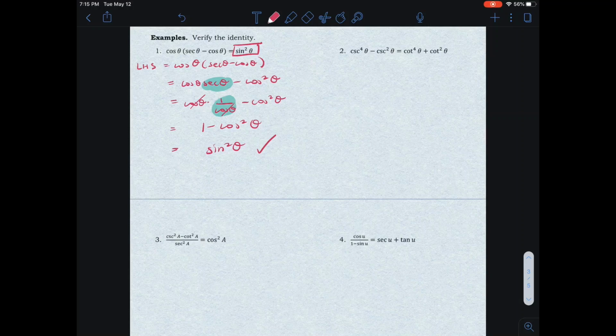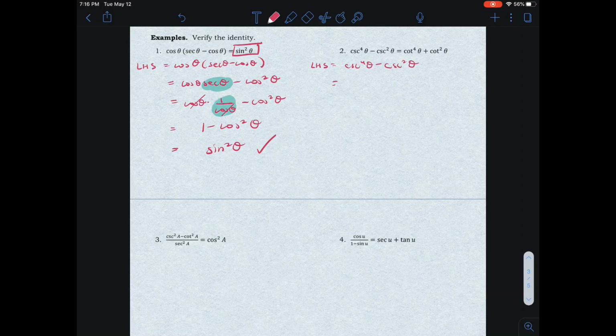So looking at number 2 here, I have cosecant to the 4th minus cosecant squared of theta equals cotangent to the 4th theta plus cotangent squared of theta. Now, in this case, I don't think there's really a wrong answer here to go from the left side or to the right side. So for this one, I'm just going to start with the left-hand side. So starting with the left-hand side, I'm just going to rewrite the left-hand side.